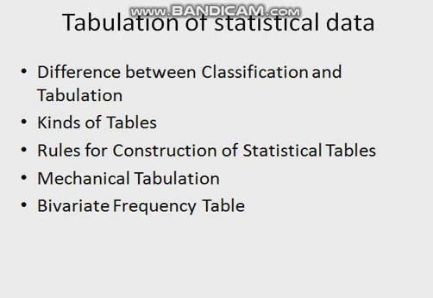So today in this class we discussed the difference between classification and tabulation, and then we discussed different kinds of tables like general purpose table, special purpose table, primary table, derivative table, one-way table, two-way table, three-way table, four-way table, and then we discussed rules for construction of statistical table. I hope you all understood.